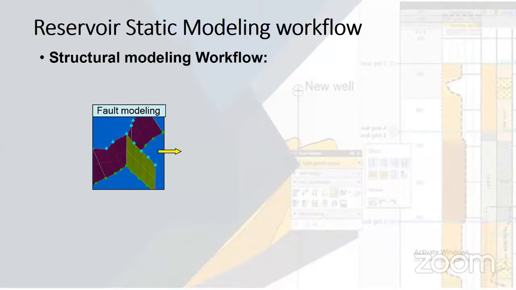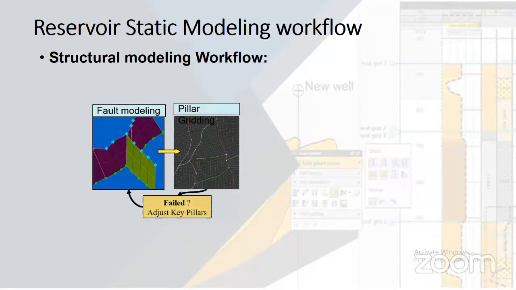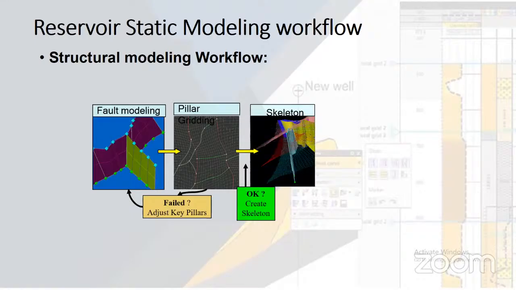Okay, great. So in the software, we start with fault modeling. Then we do XY gridding. XY gridding is to divide the surface between the upper surface and the down surface, doing XY gridding. That's called the pillar gridding. Okay, if it's okay, we can go to skeleton building.